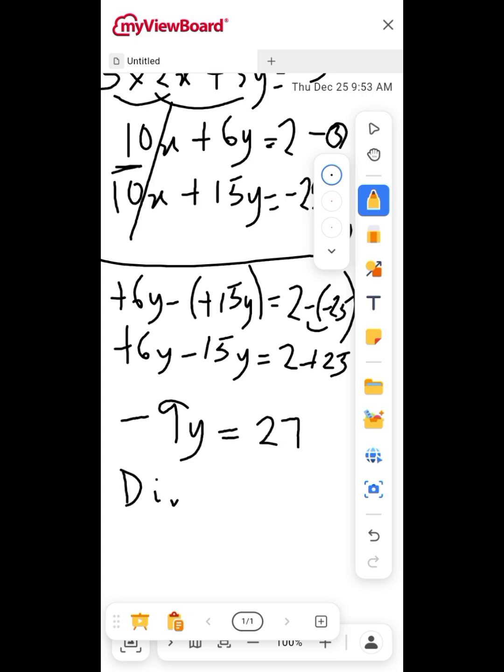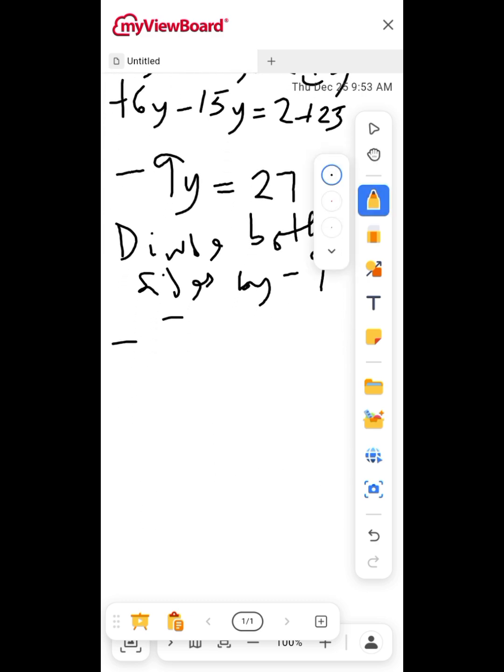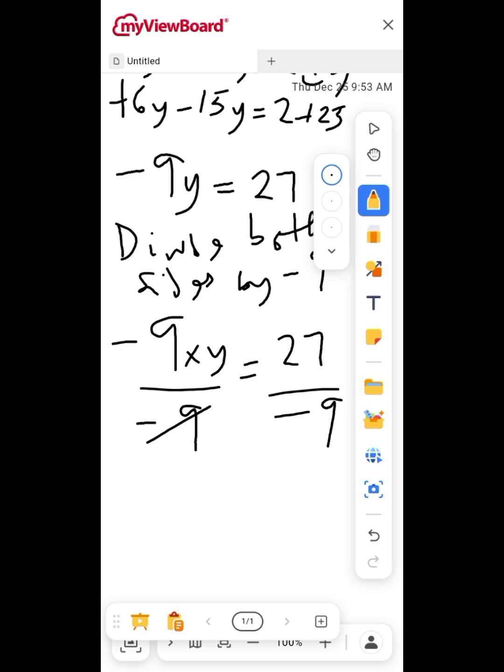So in this case, we can divide both sides. We can divide both sides by what? By minus 9. So that I have minus 9 times y over minus 9 equals 27 over minus 9. This cancels this. Y equals 9 goes here 1, 9 goes here 3. I have y equals minus 3.